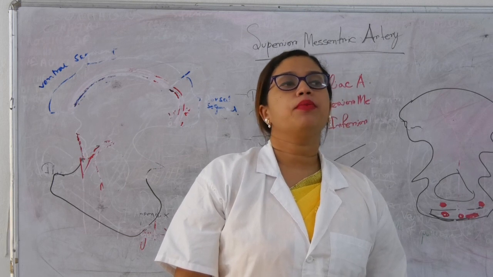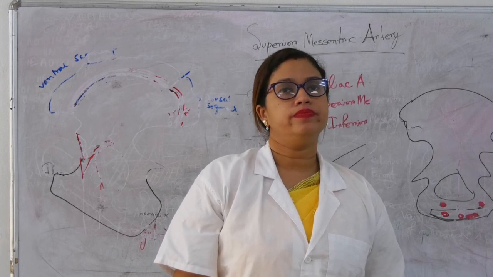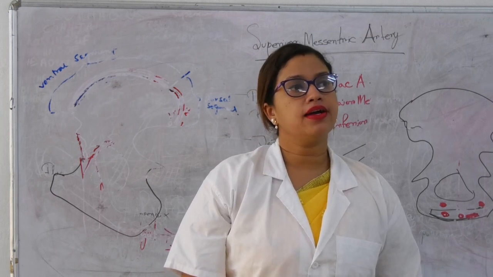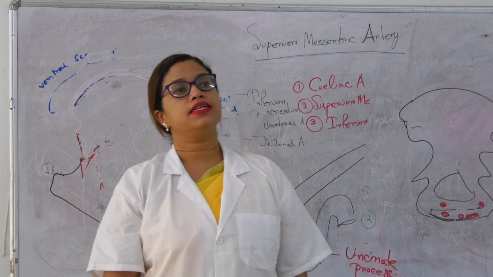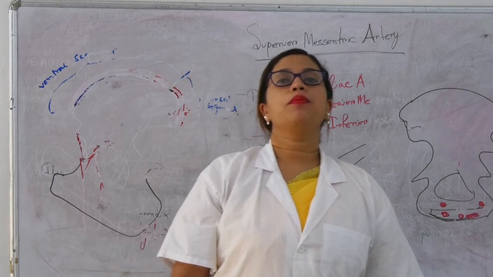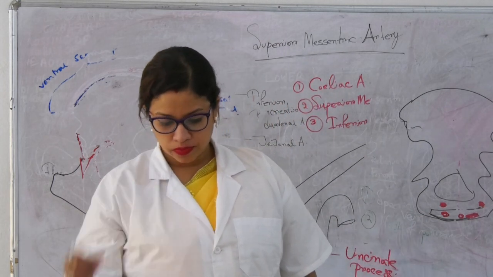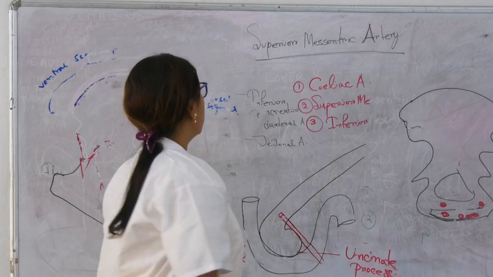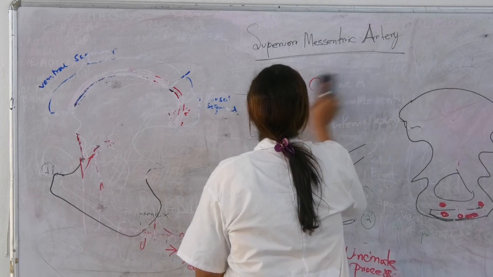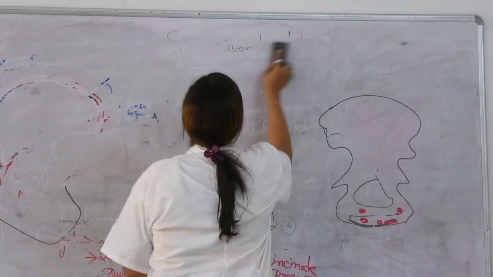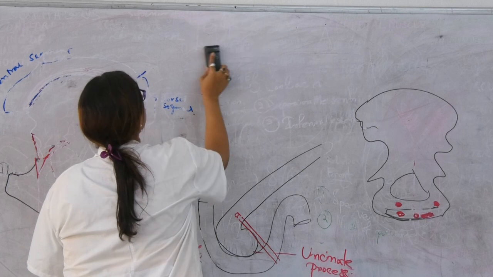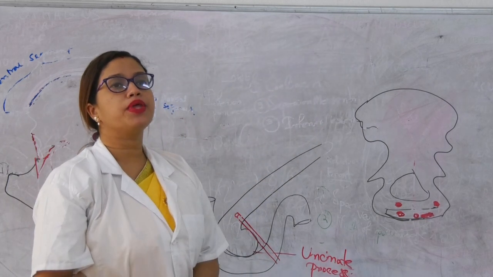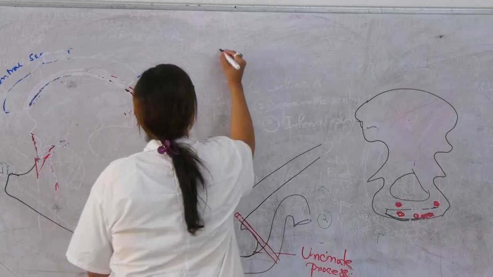Then what about the terminal branches? The terminal branches are the common iliac arteries, which divide into external and internal iliac arteries. Write it down about the inferior mesenteric artery. It is the last anterior branch of the abdominal aorta.